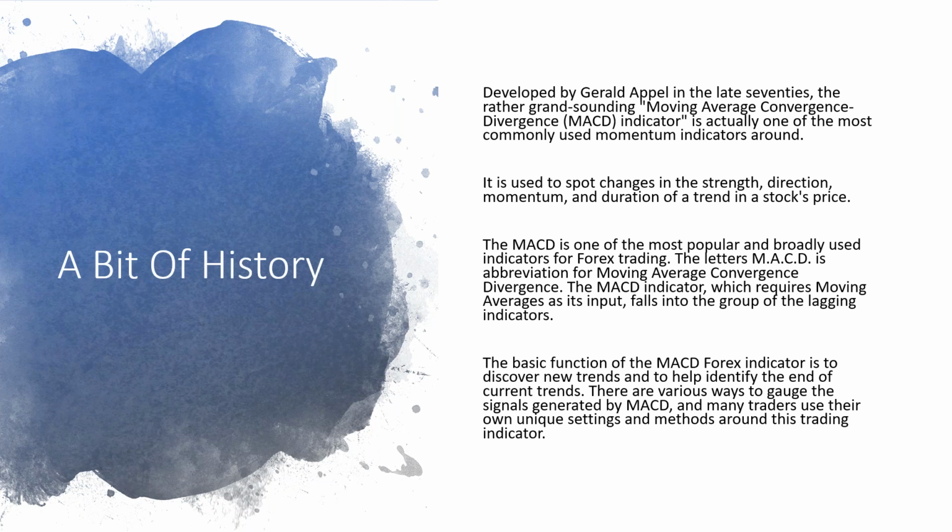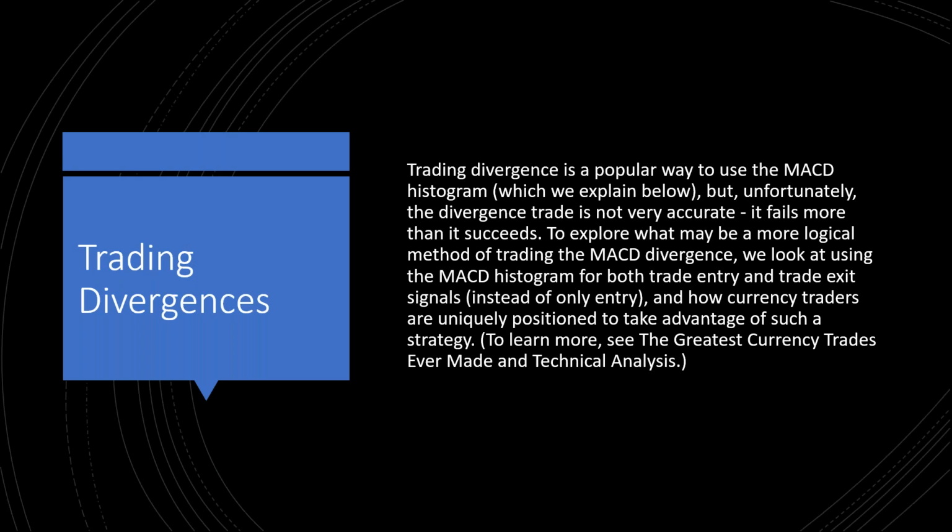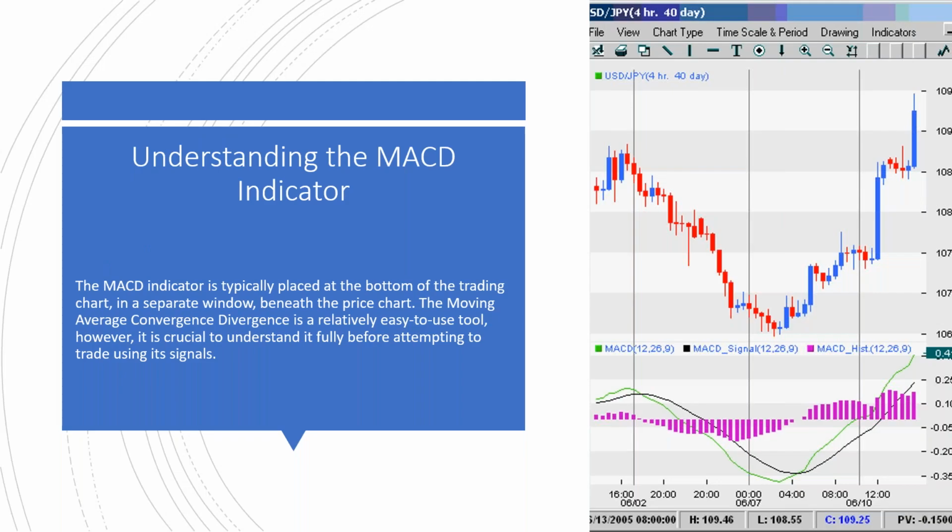The basic function of the MACD Forex indicator is to discover new trends and to help identify the end of a current trend. Now, there are various ways to gauge signals generated by MACD, and many traders use their own unique settings and methods around this trading indicator. Now, the MACD indicator is typically placed on the bottom of your chart in a separate window beneath the price chart. The moving average convergence divergence tool is a relatively easy tool to use. However, it is crucial to understand it fully before attempting to trade using its signals.